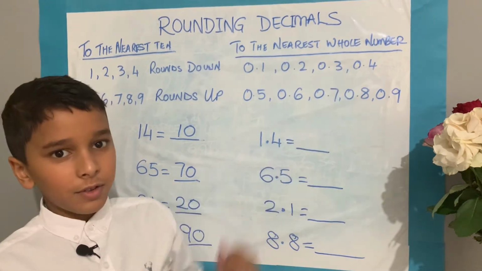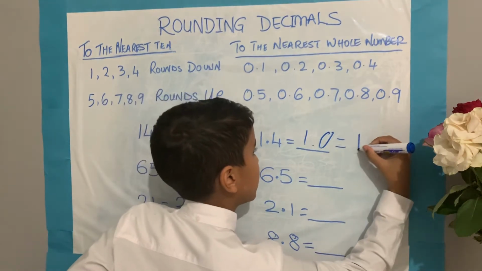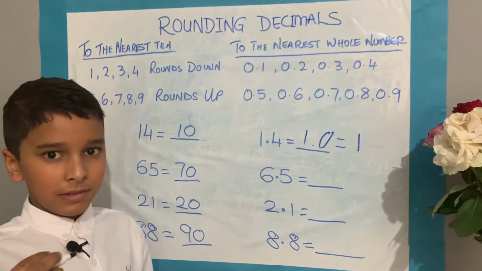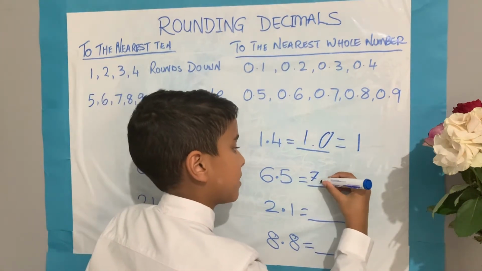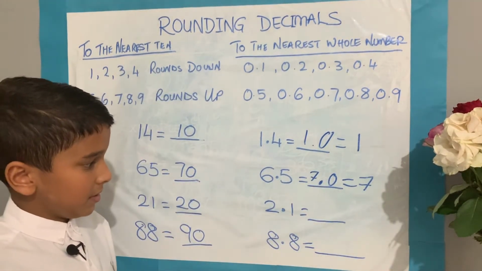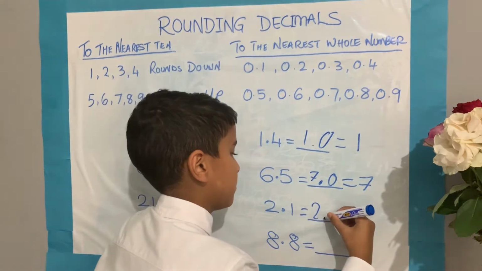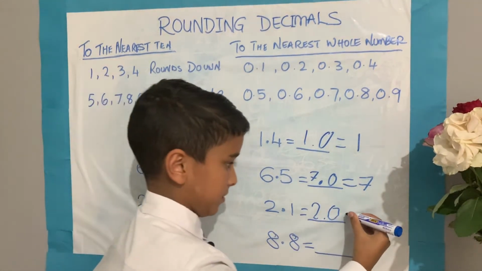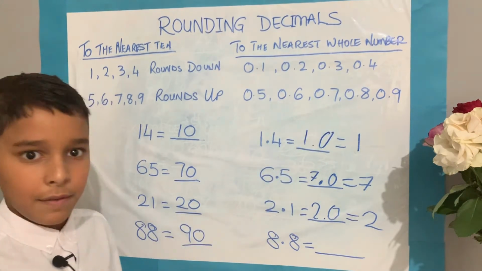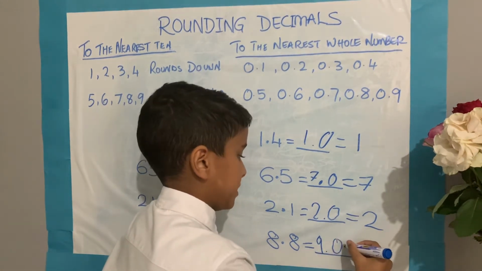1.4 ends in 0.4. Therefore, it will round down to 1.0, which equals 1. 6.5 ends in 0.5, therefore it will round up to 7.0, which equals 7. 2.1 ends in 0.1, therefore it will round down to 2.0, which equals 2. 8.8 ends in 0.8, therefore it will round up to 9.0, which equals 9.